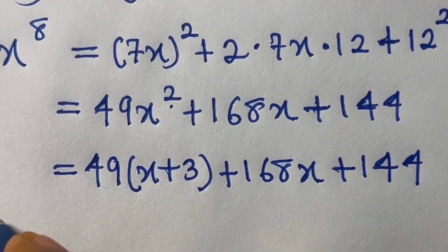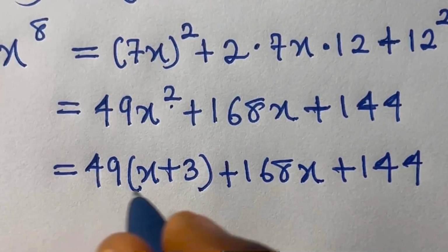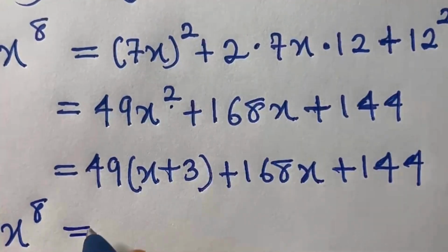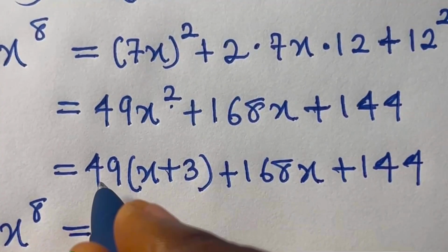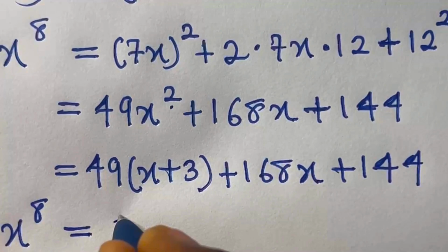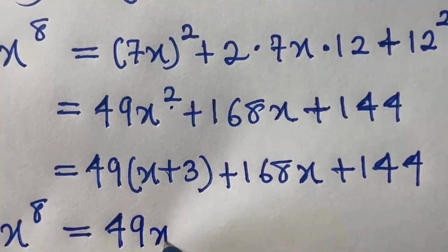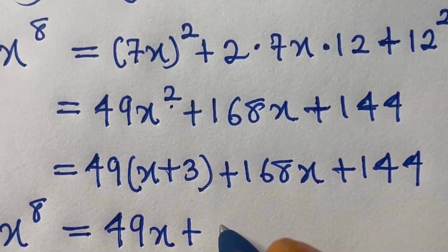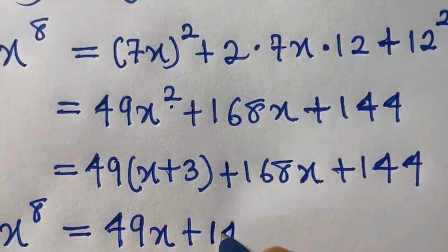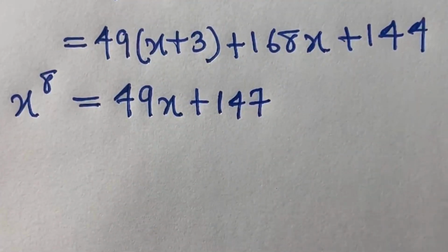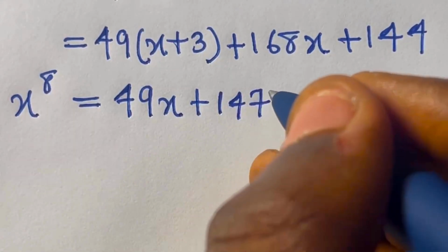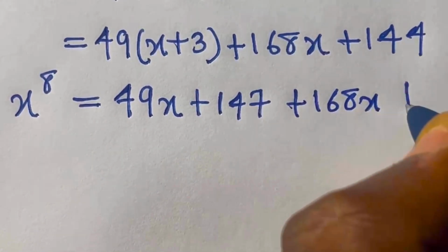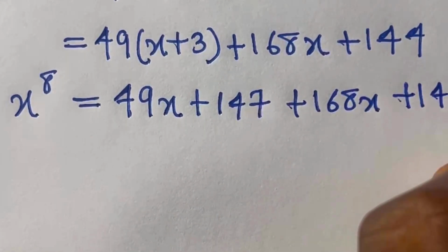So therefore we'll have this x raised to power 8 equals, let's multiply this, 49 times x, that's 49x, plus 49 times 3, that is 147, plus we have 168x plus 144.